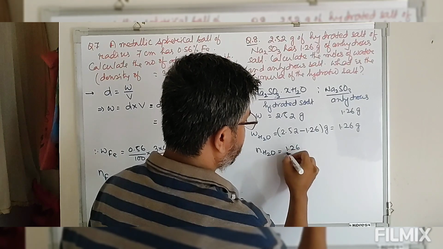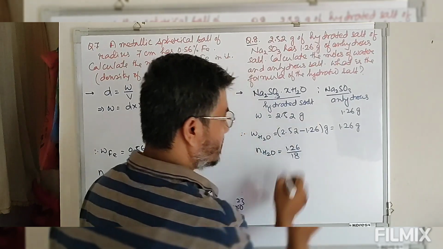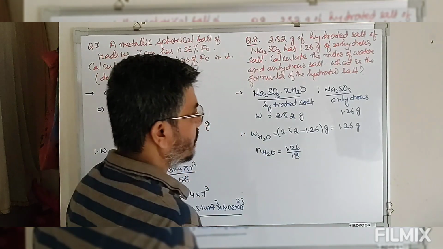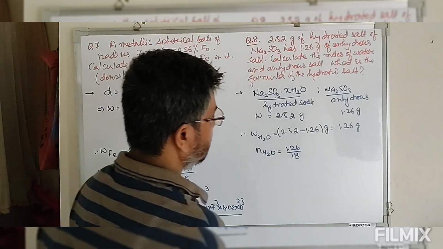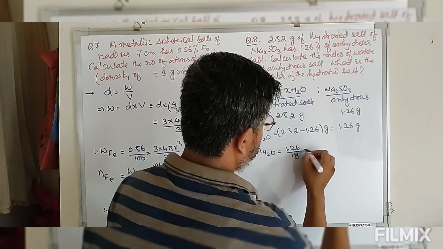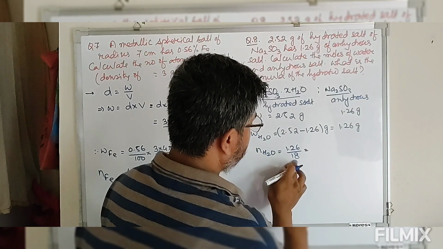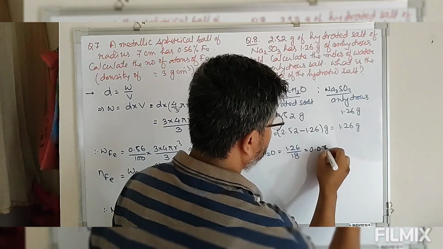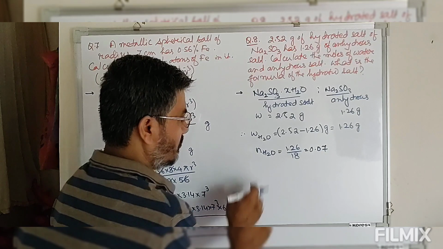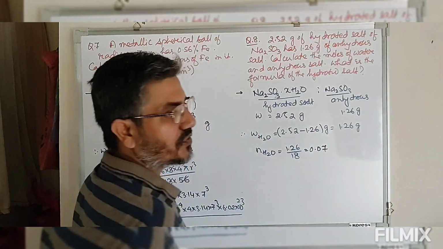So 1.26 divided by 18. So this is the number of moles. This comes out to be 0.07. So the number of moles of water is 0.07.